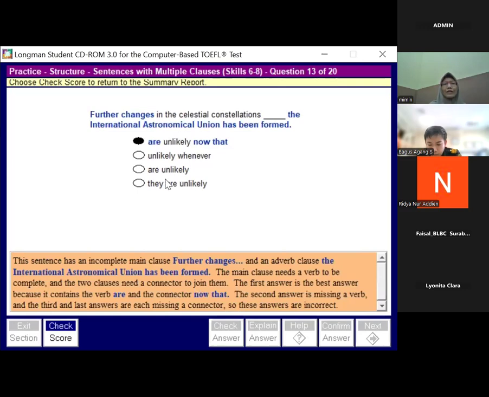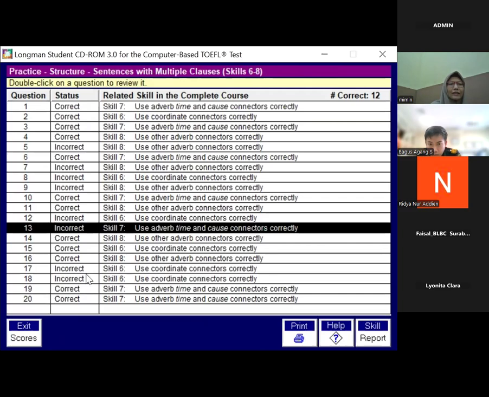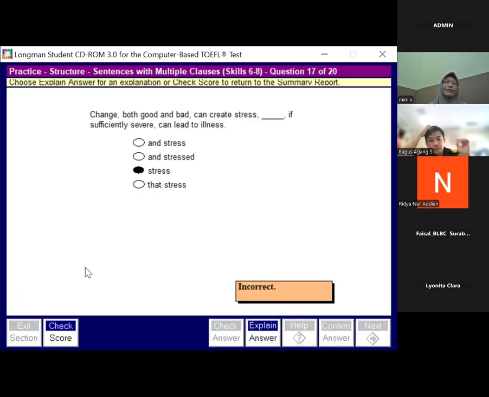If you choose C, there is no connector. So it's like two sentences or two clauses connected without a connector. All right. So the answer is A. And next incorrect is this. Well, all right, Miss, I forget the name. I forget who did this.